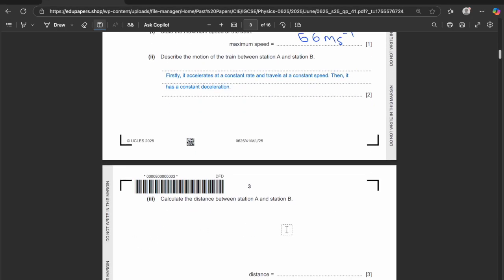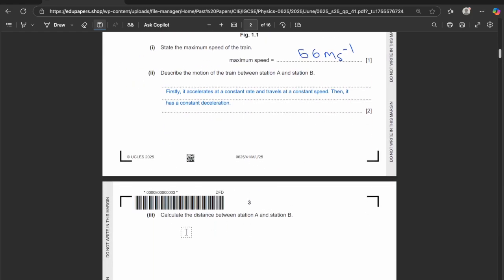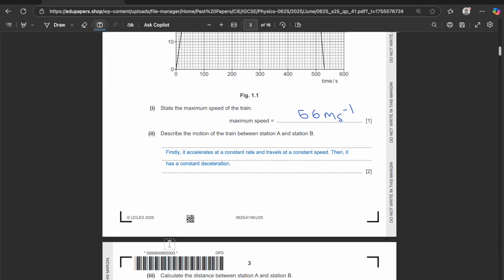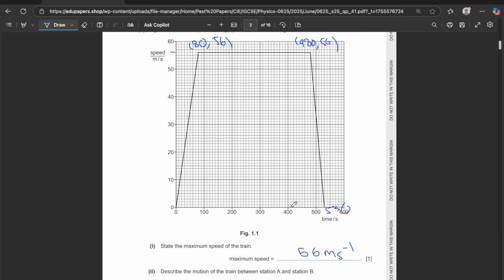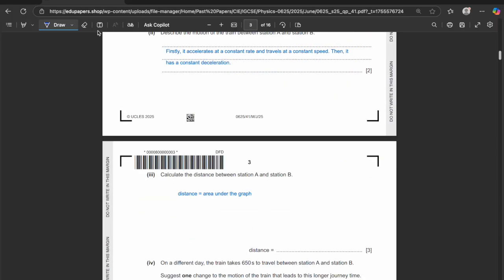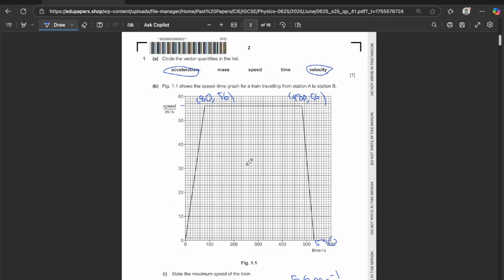3. Calculate the distance between station A and station B. So we have a speed-time graph, so distance is the area under the graph. So this is a trapezium. We can find the points first, right? So this is about 80 and 56. This is 500, so 480, 56, and this is about 530. So we can find that, just right here, right?